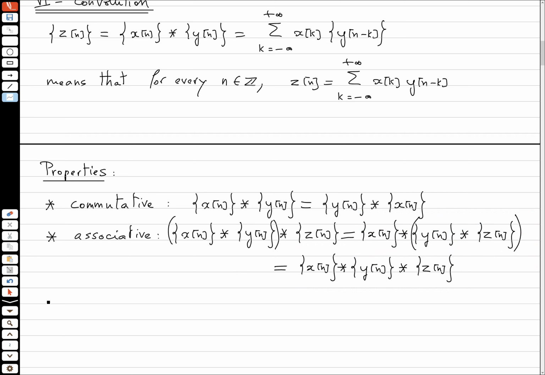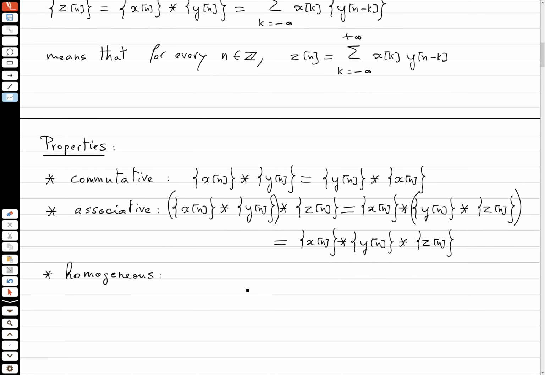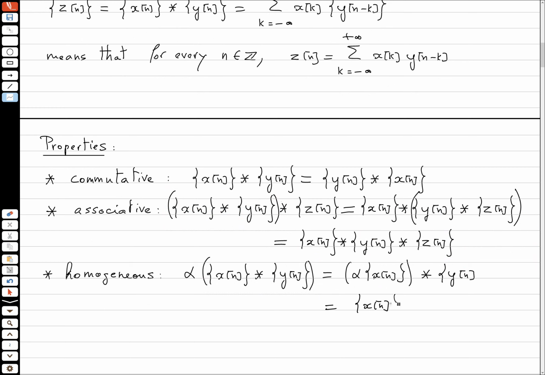Next, homogeneous. Convolution is homogeneous. So what does it mean? It is the case where you convolve two sequences, but eventually you scale the result. It's going to give you the same thing as if you scale one of them and then convolve with the second one. Regardless of which one you scale, it's going to give the same result.